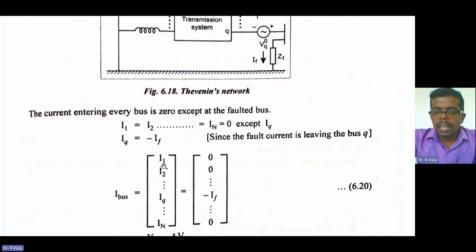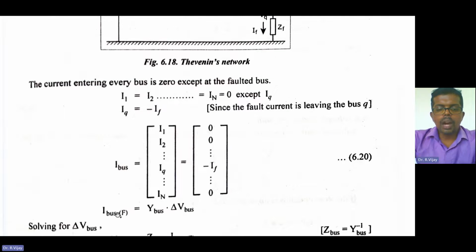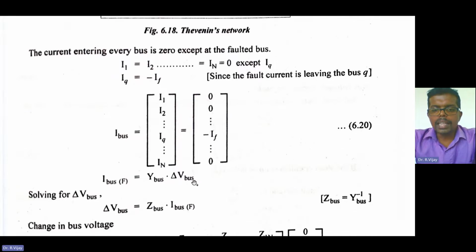So here, substitute I1 equal to 0, I2 equal to 0, and IQ equal to minus IF, because we already calculated IQ equal to minus IF and IN equal to 0. So I bus fault is equal to Y into the change in the bus voltage. Here we are solving for del V.